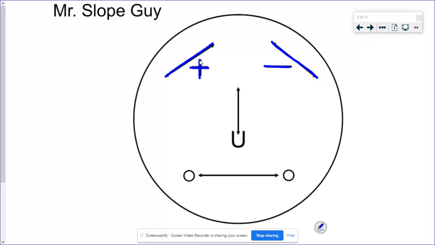His mouth, this horizontal line, has a 0 slope. That's what those dimples are. And a vertical line, his nose, is an undefined slope. That's why we use the U under there to make it look like a nose and to remind you that it's undefined.